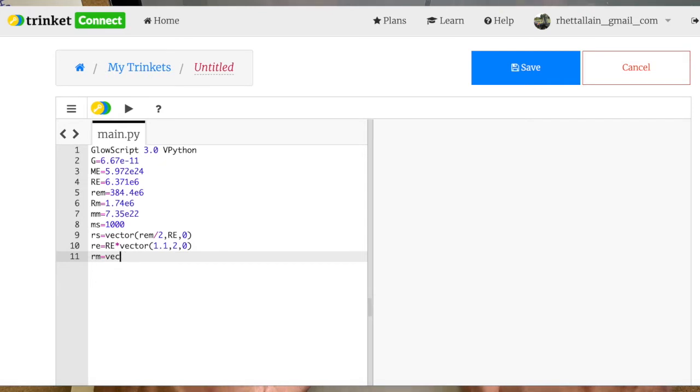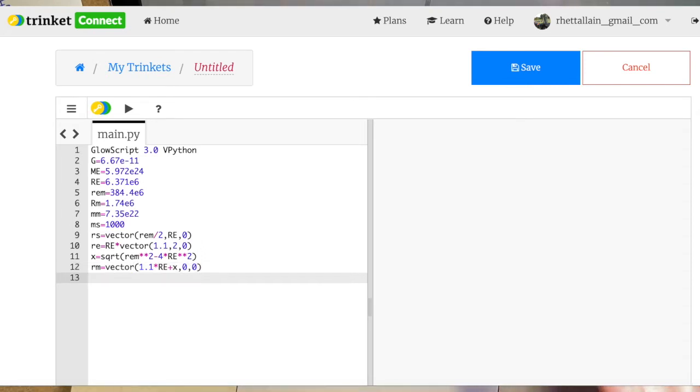And then RM is going to be equal to vector. I should calculate x first. X equals the square root of REM squared minus 4 times RE squared. That's just from the Pythagorean theorem. So now RM is equal to vector 1.1 times RE plus x, and then I put 0, 0.